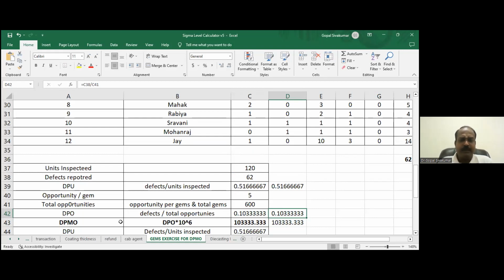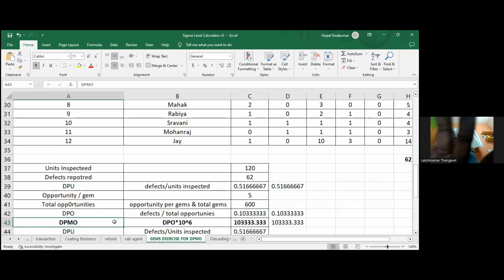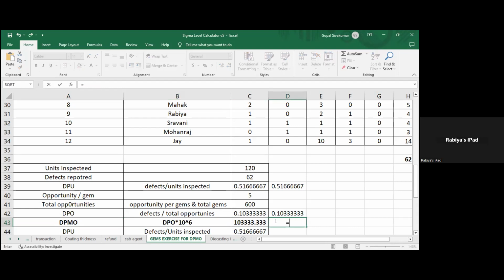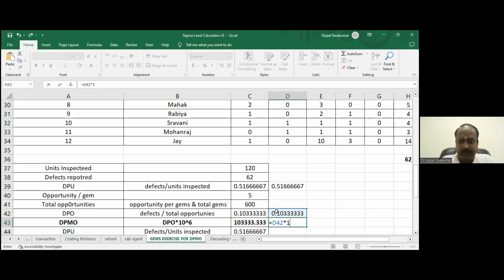Now what is required? DPMO is required. Please answer this simple question: if one apple is 1 rupee, what will be the cost of 1 million apples? 1 million. That's the same procedure required here. When defects per opportunity is 0.1033, then defects per million opportunities is obtained by multiplying by 1 million. 1 million is 10 to the power of 6. So I do this: this number multiplied by 10 raised to the power of 6.